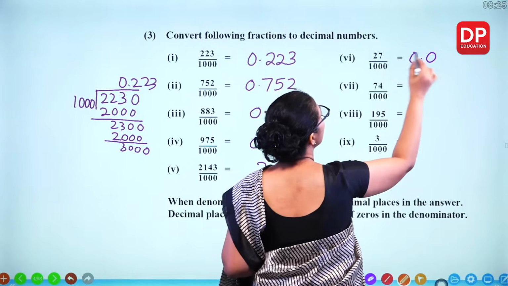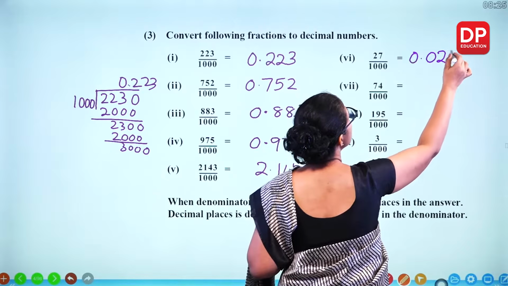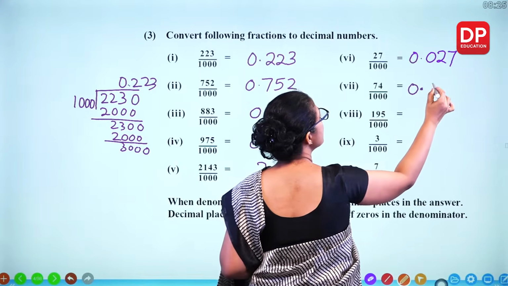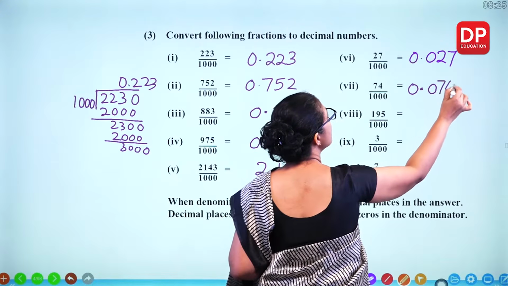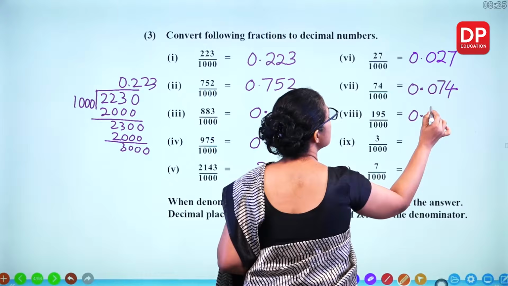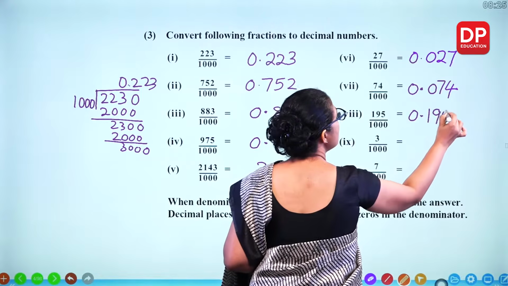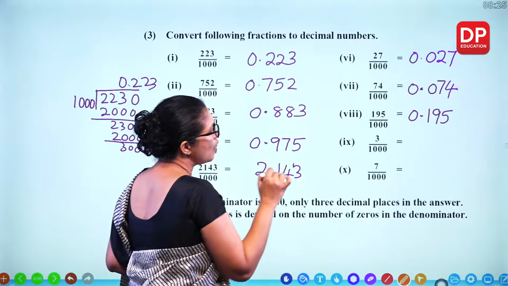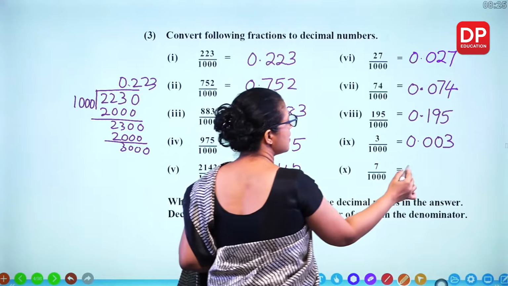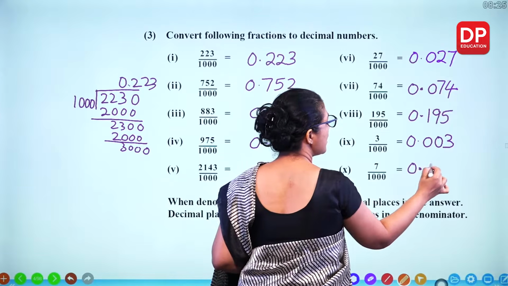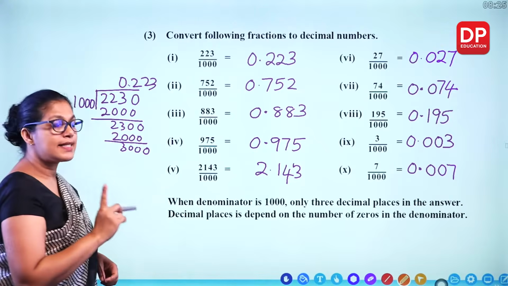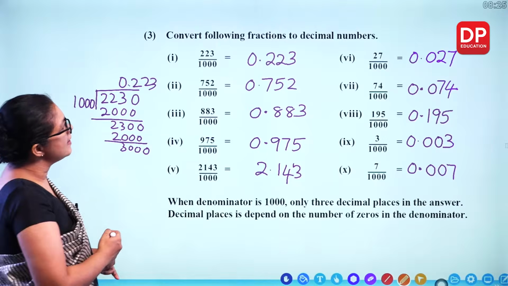So 2 for 2007. 74 divided by 1000, 0.074. 195 divided by 1000, 0.195. 3 divided by 1000, 0.003. 7 divided by 1000, you get 0.007. Now when the denominator is 1000, only 3 decimal places in the answer.